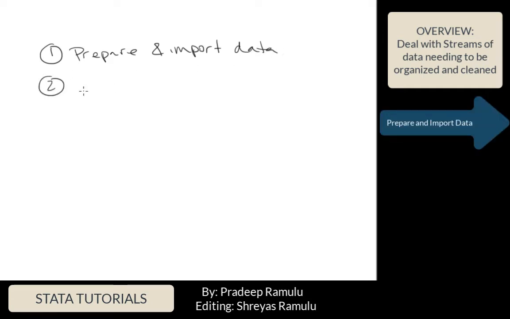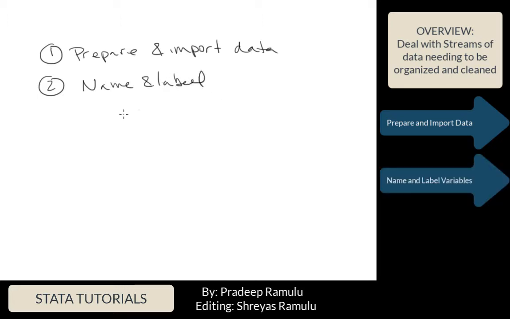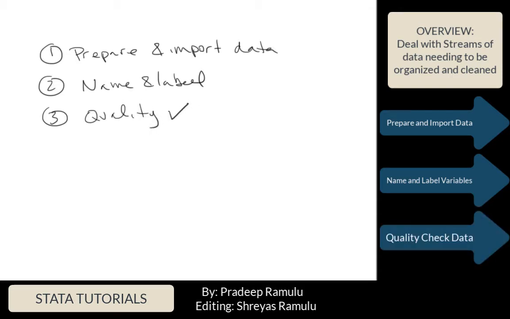The second is to name and label the variables. This has also been dealt with in prior lectures. And the last is to quality check the data. And there's now going to be a series of lectures that go over this. Specifically, we're going to go over 3 steps to the quality checking. The first is going to be making sure that we have the right variable type.